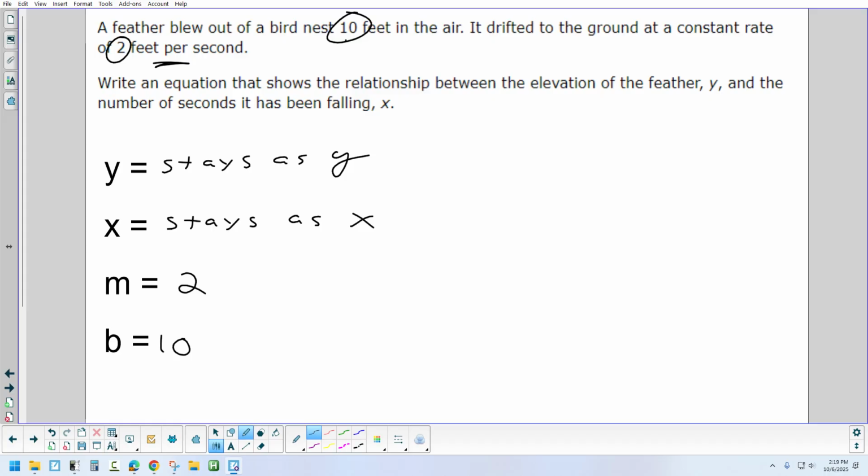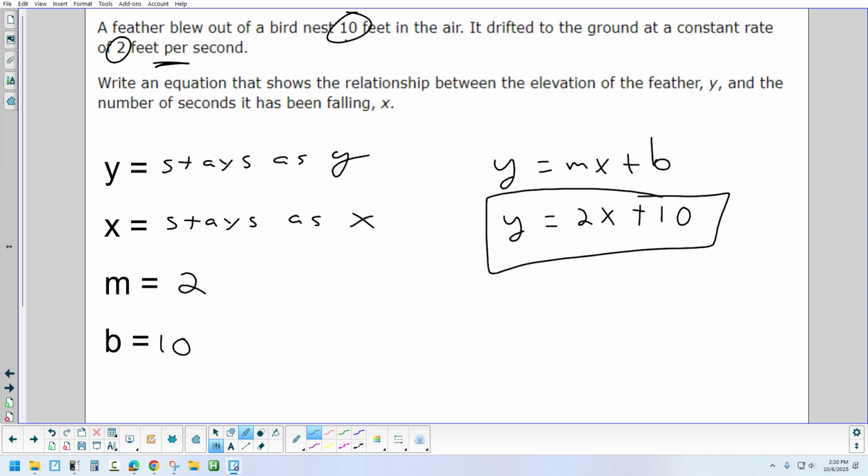Okay, so what's the equation that we're going to fill everything into again? Y equals mx plus b. Could I give you the equation? Sure. What do you think it is? Y equals 2x plus 10. Plus 10. Here's your equation.